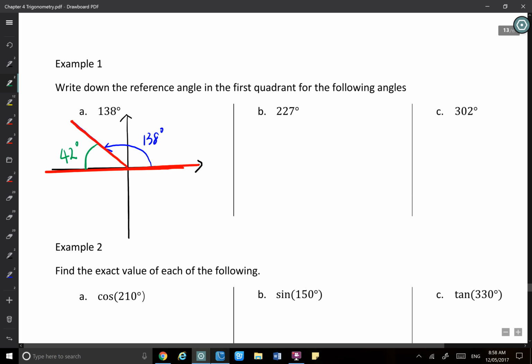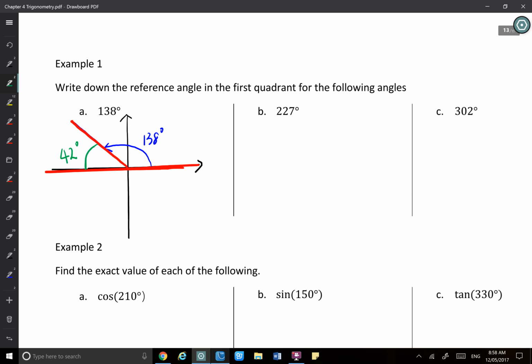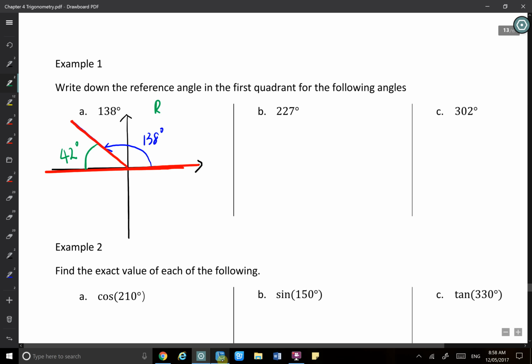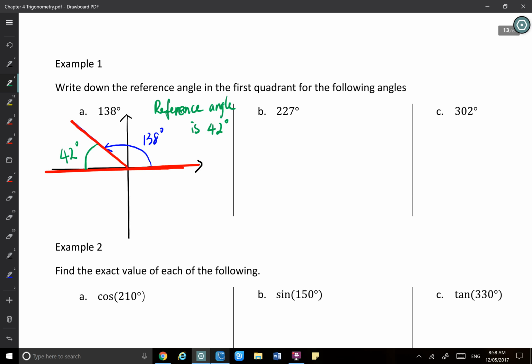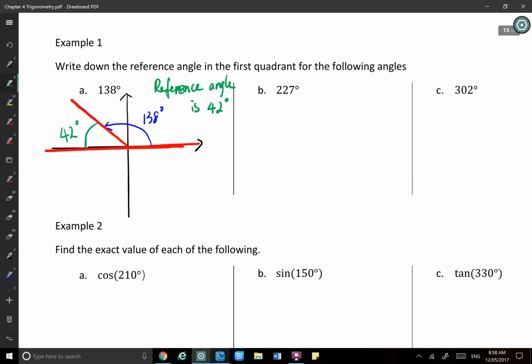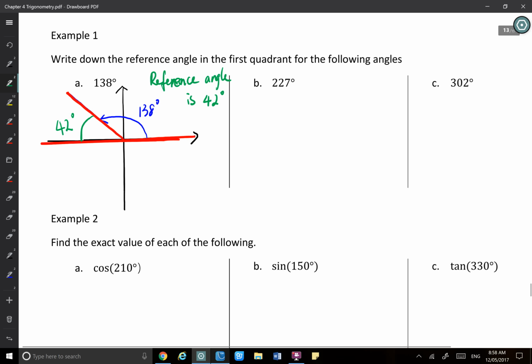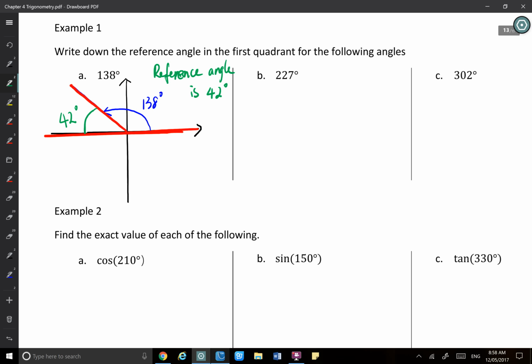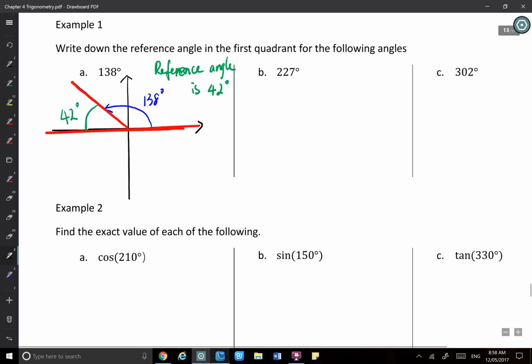42. It's 180 minus 138. So the reference angle is 42 degrees. Next, 227. Sketch that angle line by yourself first. 227, where should that be?